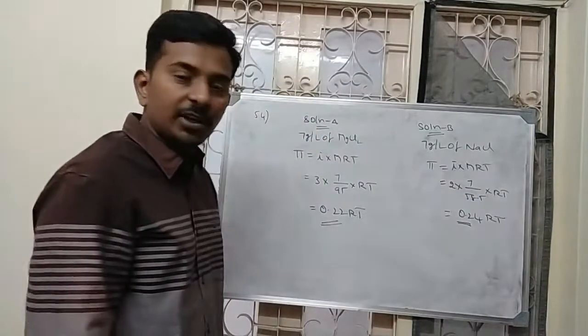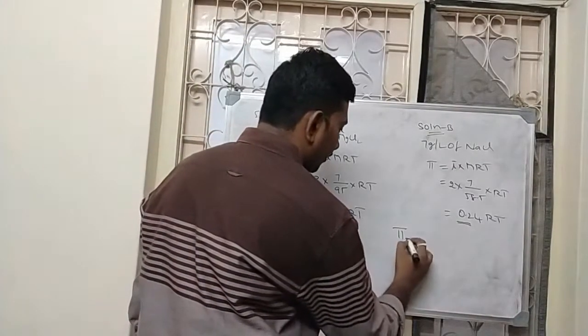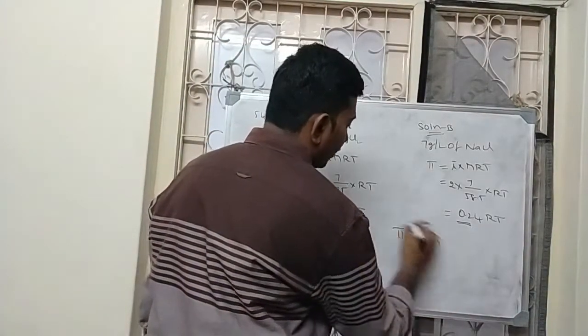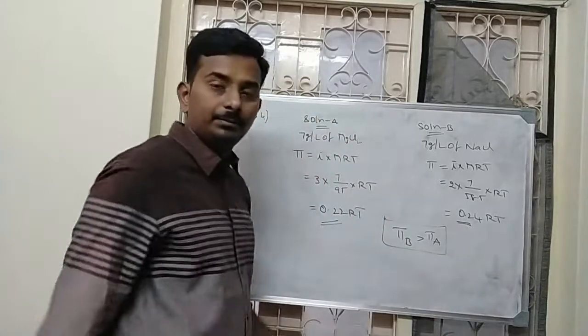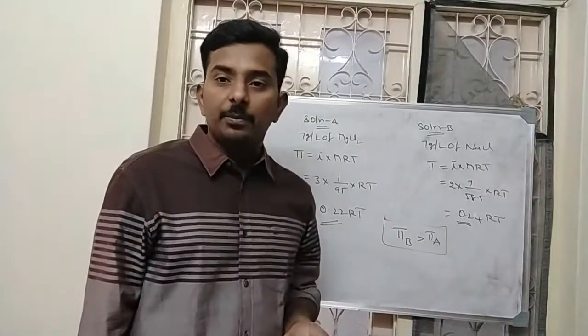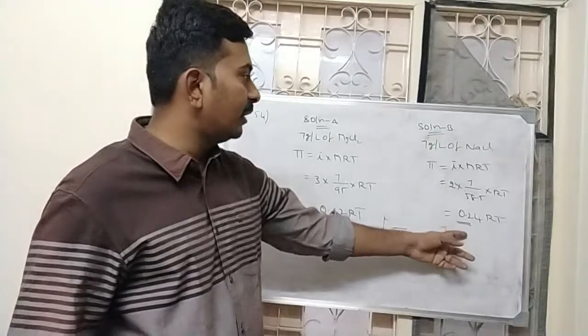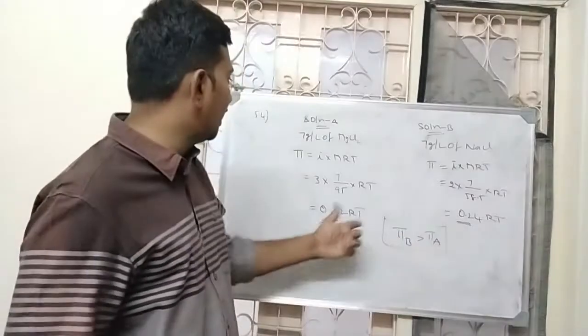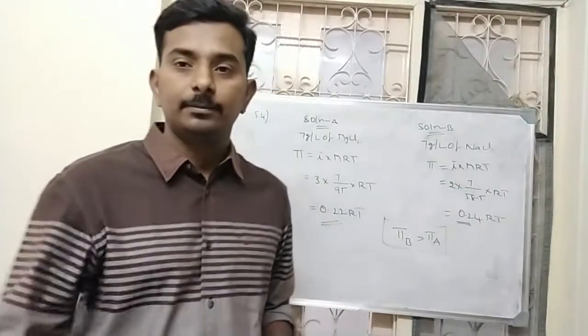So whose osmotic pressure is greater? The osmotic pressure of B is greater than the osmotic pressure of A. So the answer must be option C. Solution B will have more osmotic pressure than solution A. Coming to the next question, question number 55.